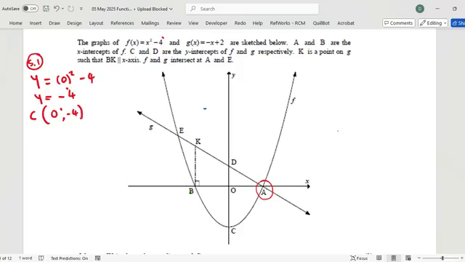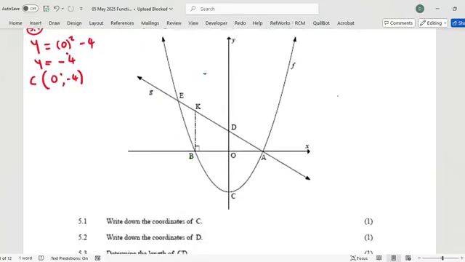I'm going to pause and wait for a question if you have any, guys. No question. Okay, let's move on. Now we want the coordinates of D.